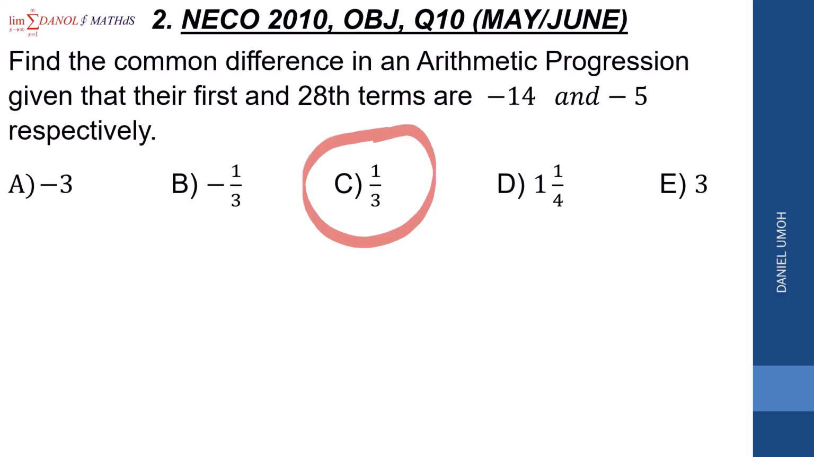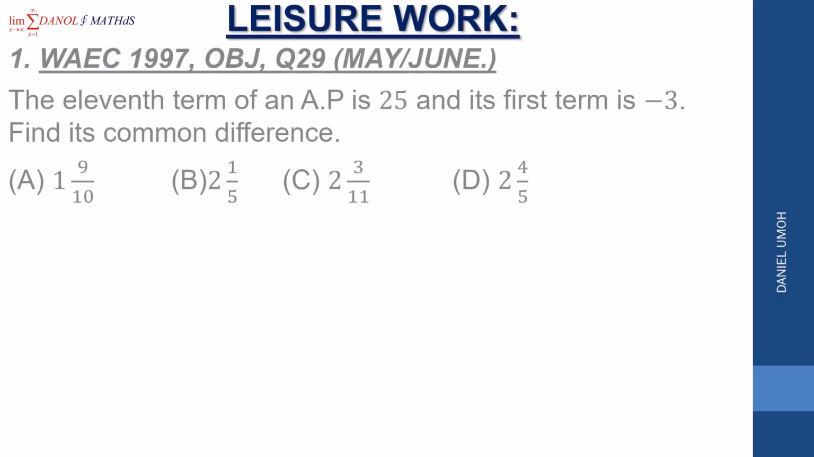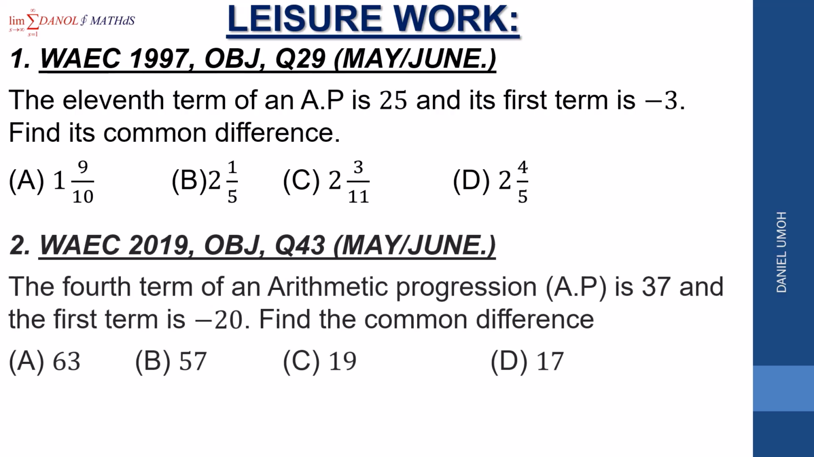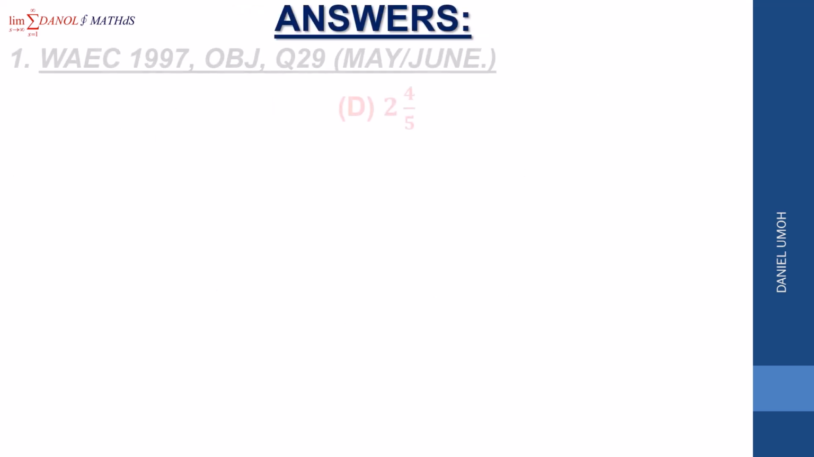Let me give you something to play with. Look at the leisure work. There are some WAEC questions. The first one says the 11th term of an AP is 25 and its first term is minus 3. Find its common difference. That's very simple. You can use the same approach I used in this second example. The second question says the fourth term of an arithmetic progression is 37 and the first term is minus 20. Find the common difference. It's also a very straightforward question. Please pause this lecture, attempt these problems, and then move to the next slide to confirm your answers.